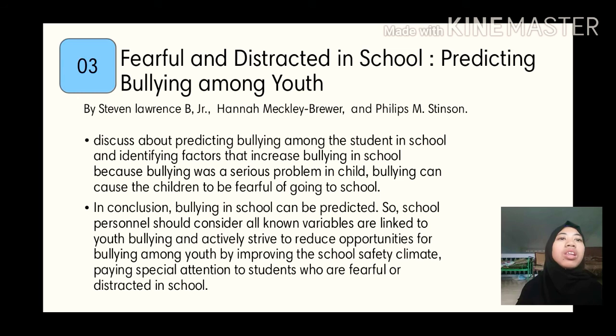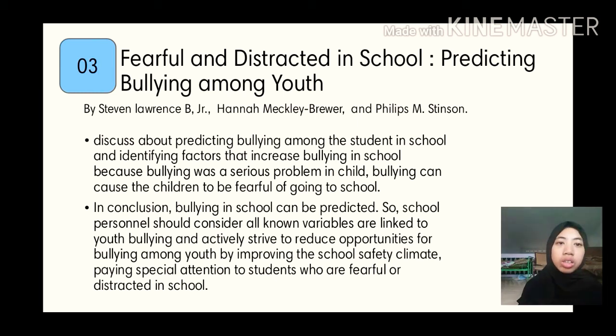The next is about fearful and distracted in school, predicting bullying among youth. The connection is about student feelings. The second article talks about happiness, and this is also related to happiness because it is about factors that break or distract their happiness. This article talks about predicting bullying among students in school and identifying the factors that increase bullying. As we know, bullying is a serious problem in children, and it can cause children to be fearful of going to school, so they lack happiness in school.